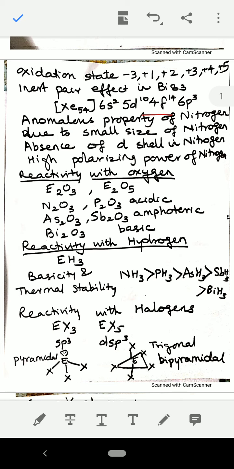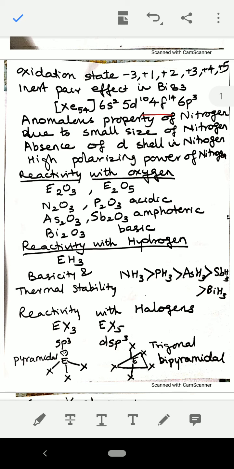The reactivity of group 15 elements with oxygen: they form E2O3 or E2O5, where E represents group 15 elements. The oxides of nitrogen and phosphorus are acidic in nature. Arsenic and antimony oxides are amphoteric in nature. The oxides of bismuth are basic in nature due to low ionization enthalpy.